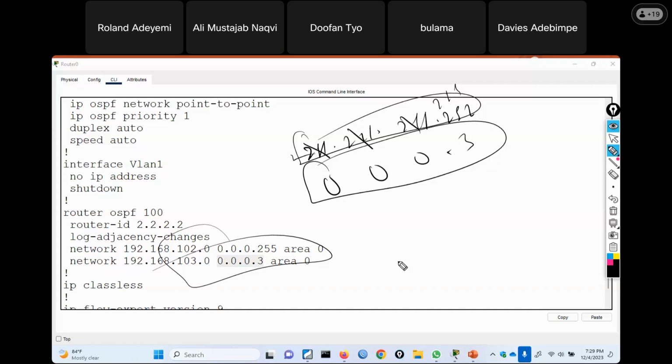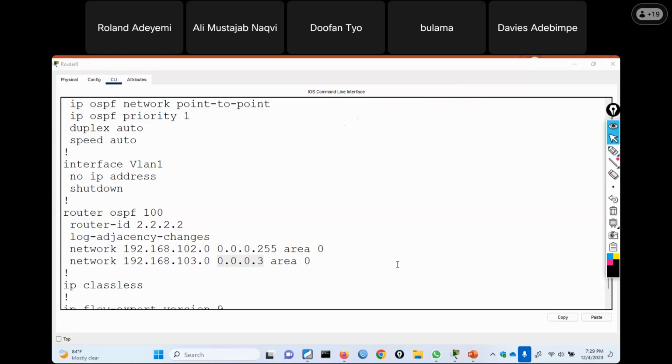Now, when we come to access list, that will be next week. We're going to use wildcard mask again on that access list. So in OSPF, they do not really use it.